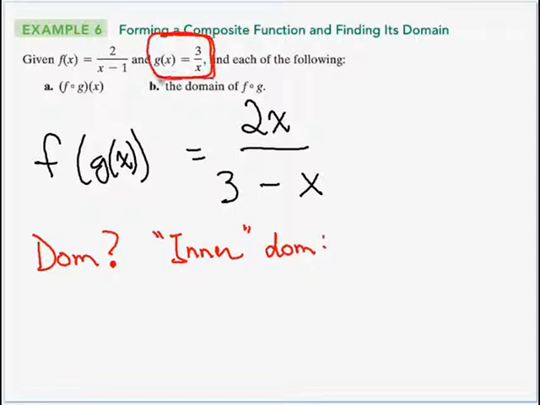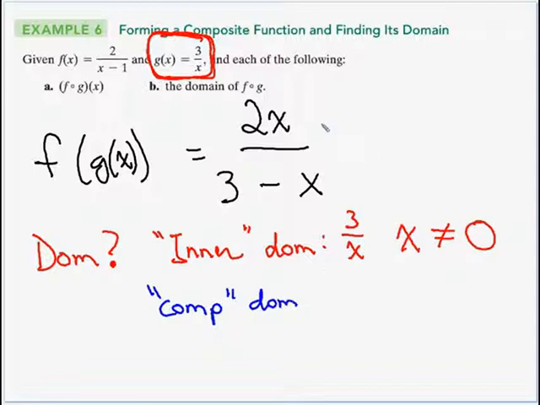What domain restriction would we have on g of x? Well, it's 3 over x, so we do not want x to equal 0. So that's our inner function's domain. Now we want to look at our composed function's domain.